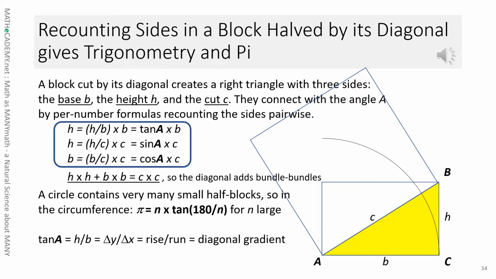H is h over b times b, which is tangent angle times b. H times h plus b times b is c times c, so the diagonal adds bundles. A circle contains very many small half blocks. This provides a tangent formula for the number pi. The tangent angle is the change of y over the change of x, which is the diagonal gradient.